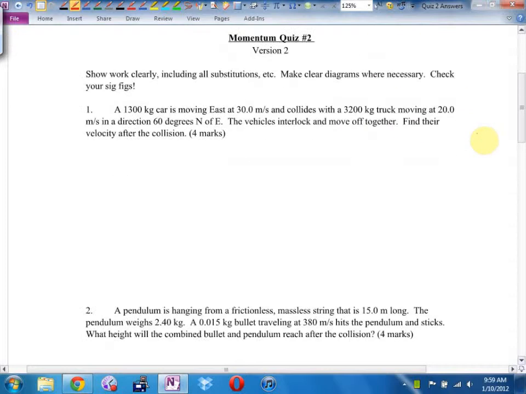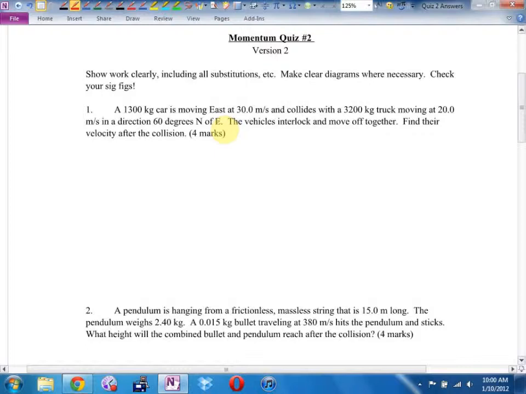It says a 1,300 kilogram car is moving east at 30 meters per second, and it collides with a 3,200 kilogram truck moving at 20 meters per second, direction 60 degrees north of east. The vehicles interlock, stick together, and move off together. Find their velocity after the collision.